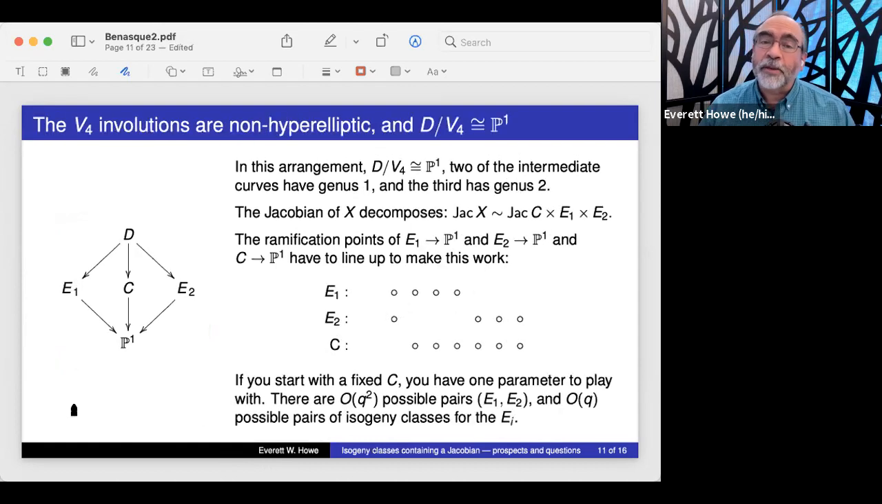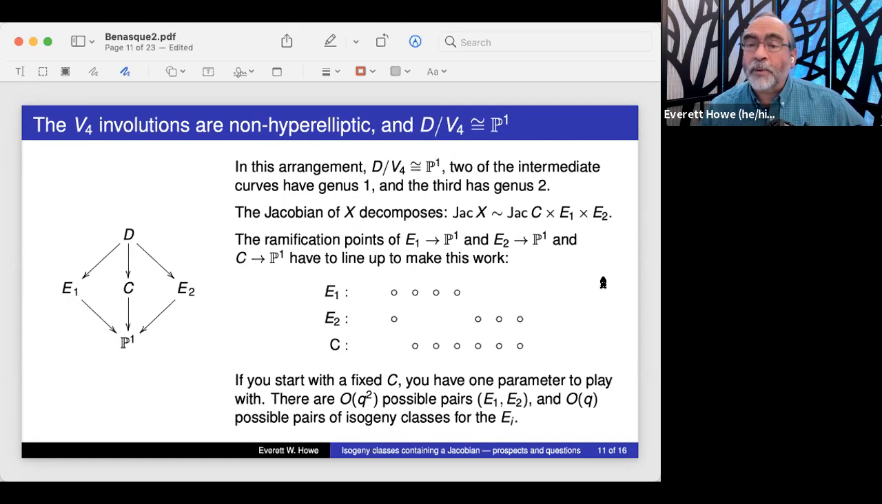Here's another possibility. The V4 involutions are not hyperelliptic, and the quotient of D by the whole V4 subgroup is a P1. In this case, you have an elliptic curve, another elliptic curve, and a genus 2 curve. And the Jacobian of D decomposes up to isogeny as the product of the Jacobian of C with the 2 E's.